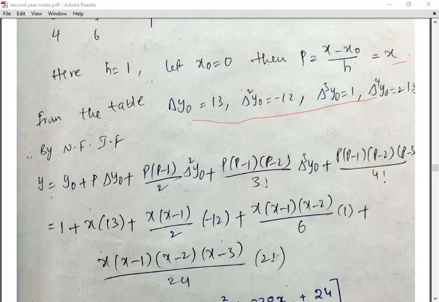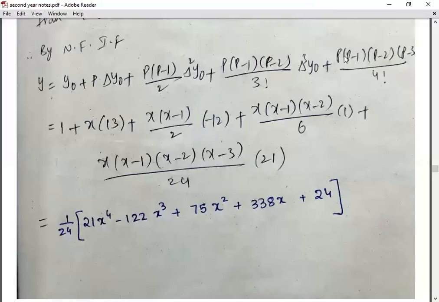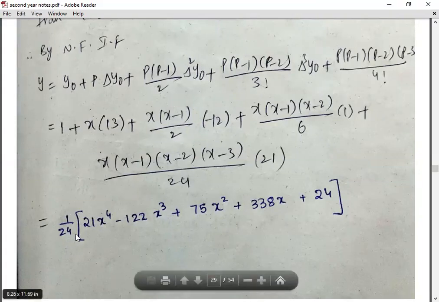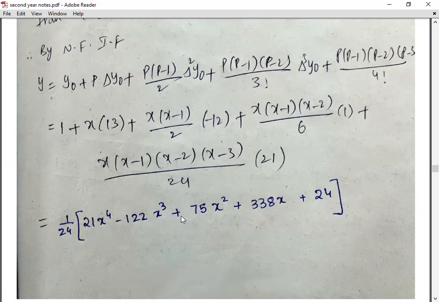We need to simplify this polynomial. By simplifying this, we have got 1 by 24 into (21 x power 4 minus 122 x cube plus 75 x square plus 338 x plus 24). This is our p of x. This is our approximate function p of x.